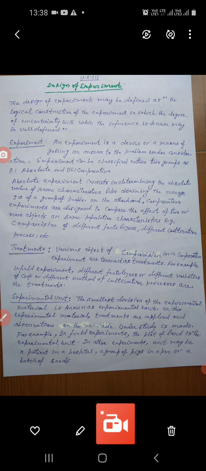So before discussing the principle of design of experiment, we will discuss this experiment. What is the experiment? What is the treatment? What are the experimental units? What is the precision of the design? And what is the efficiency of a design? And what is the uniformity of trials? And lastly, we will discuss the principle of design of experiment.